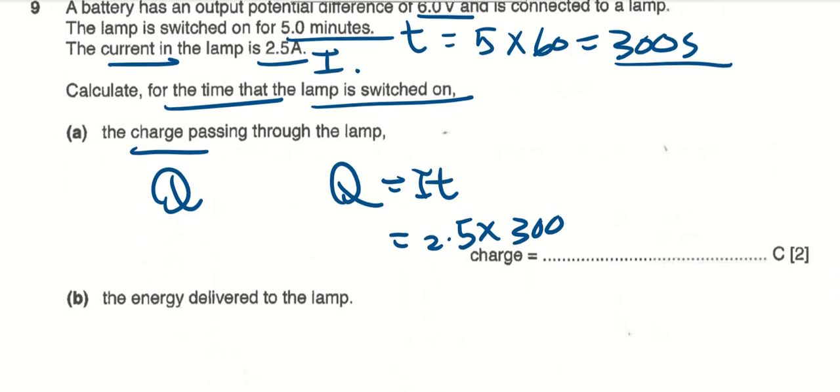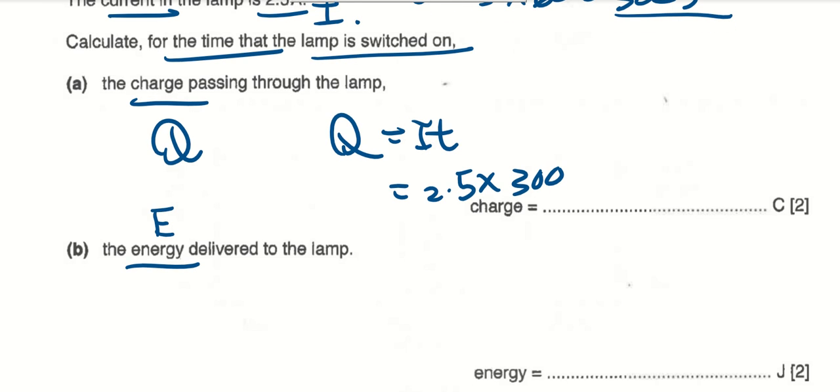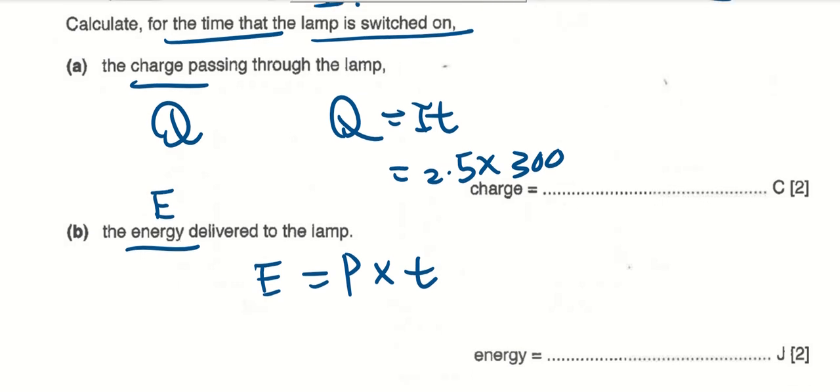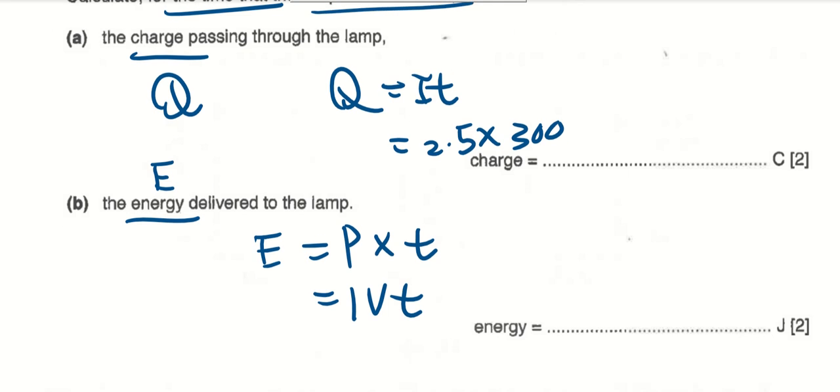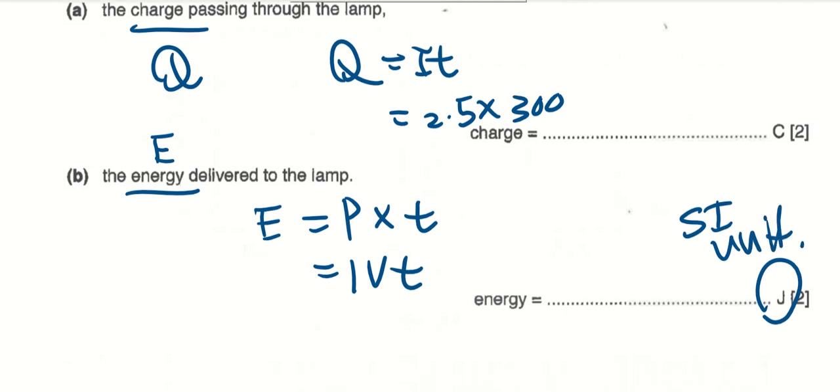Next. They want us to calculate the energy. Energy is E. So if you have forgotten the formula, go back to the basics: energy equals power times time. Yes, and I have V, I have I, I have T. So power equals IV, and energy equals IVT. Then you just substitute everything in. Make sure if it's in joules, everything must be in SI units.